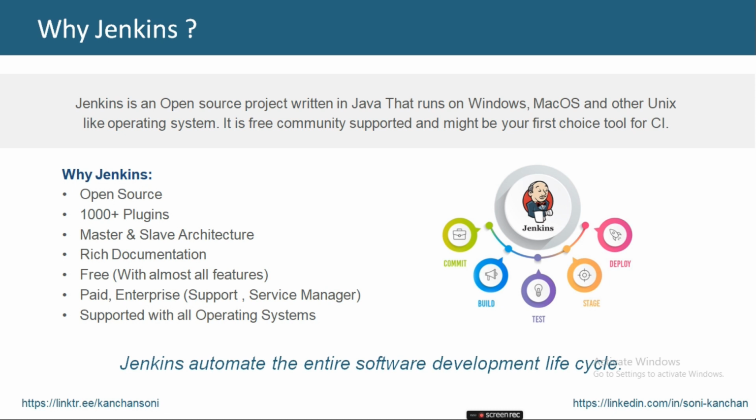Support for all operating systems, as I mentioned above: Windows, Mac, Unix, any operating system is supported. If you install Jenkins on Windows, Mac or Unix, the dashboard will remain the same. Looking at the dashboard, no one can identify which machine this Jenkins server is running on. Jenkins automates the entire software development lifecycle.